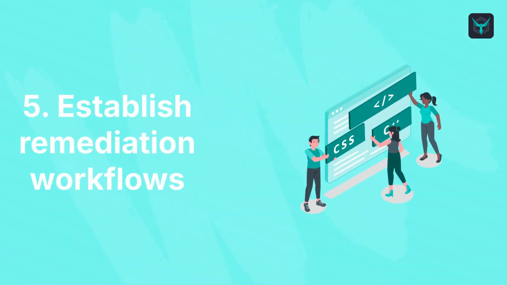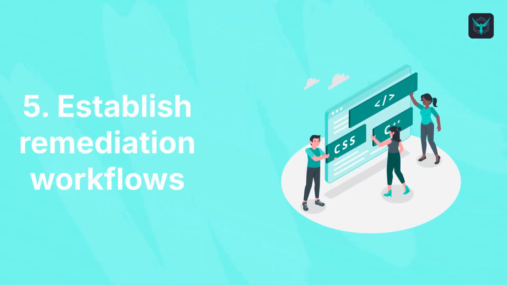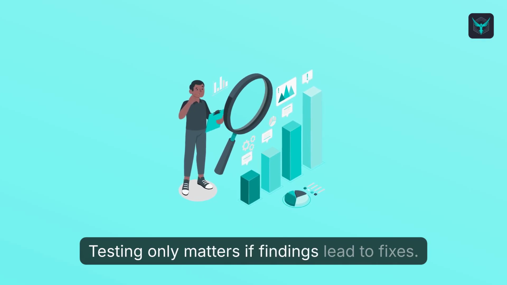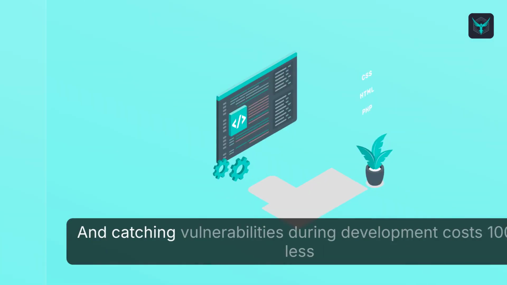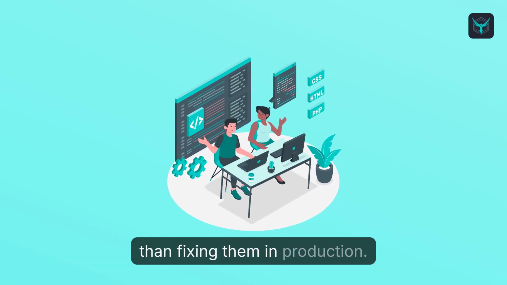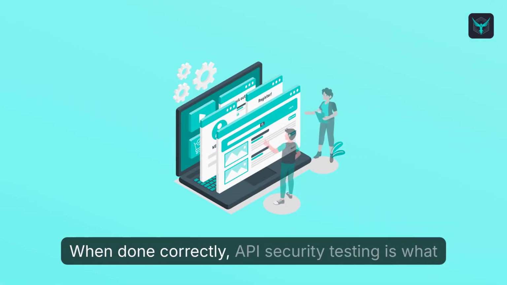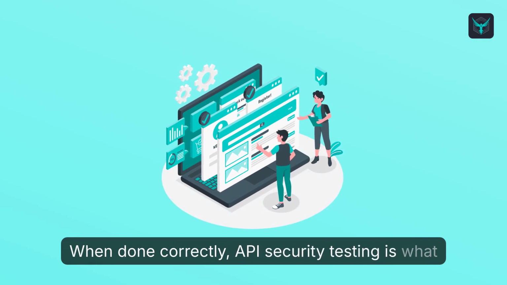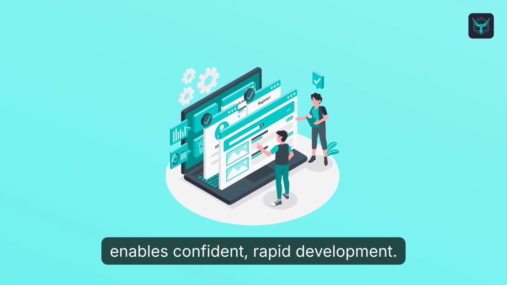Finally, establish remediation workflows. Testing only matters if findings lead to fixes. And catching vulnerabilities during development costs 100 times less than fixing them in production. When done correctly, API security testing is what enables confident, rapid development.